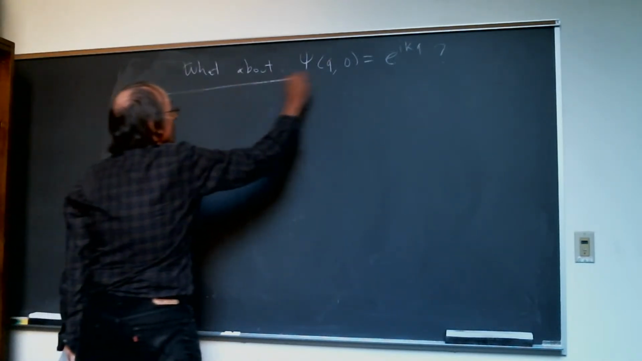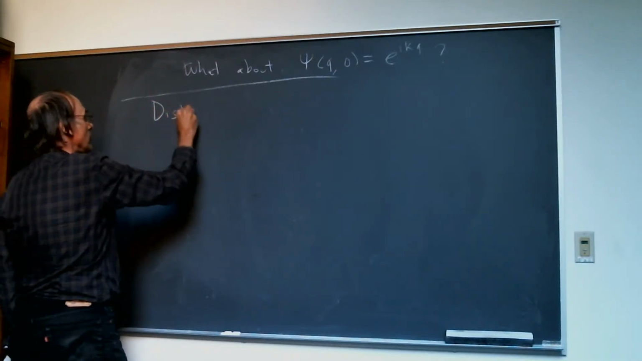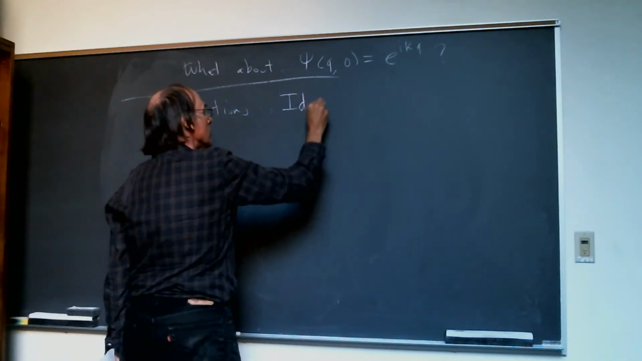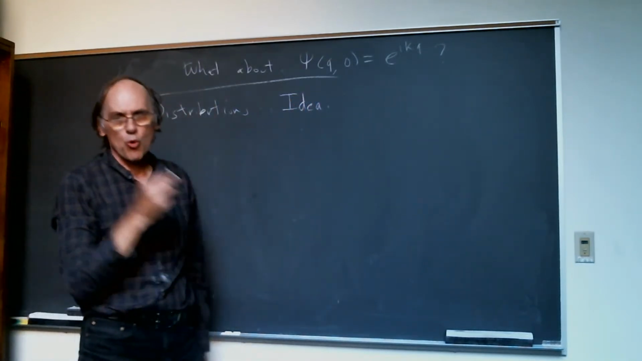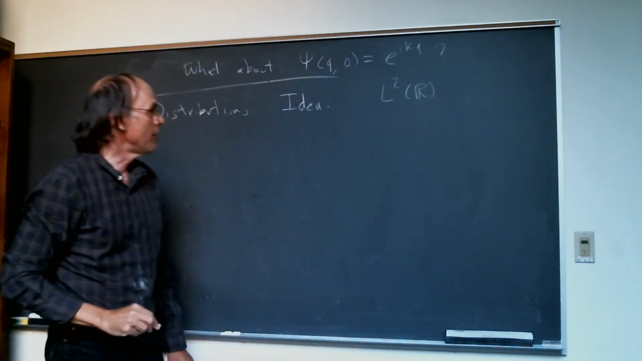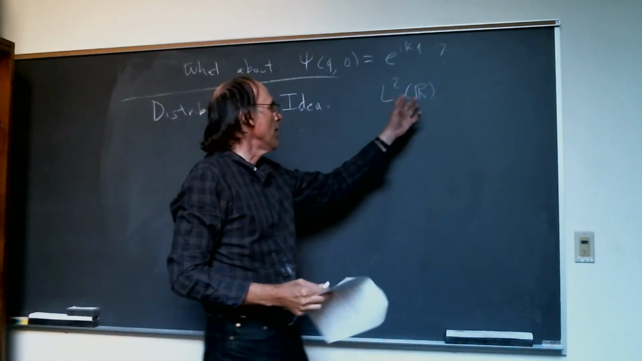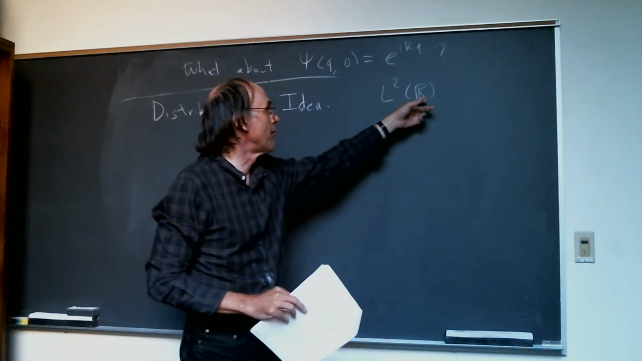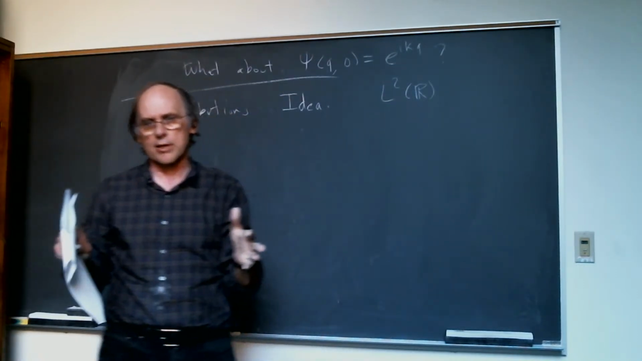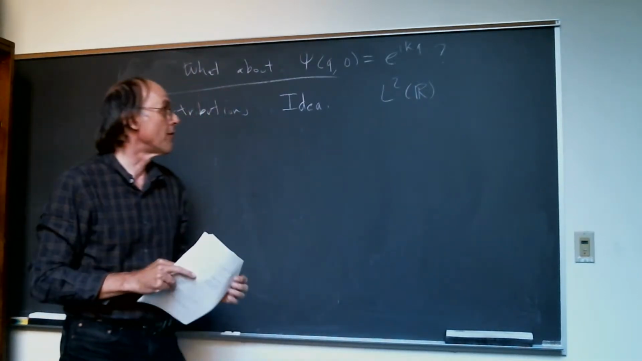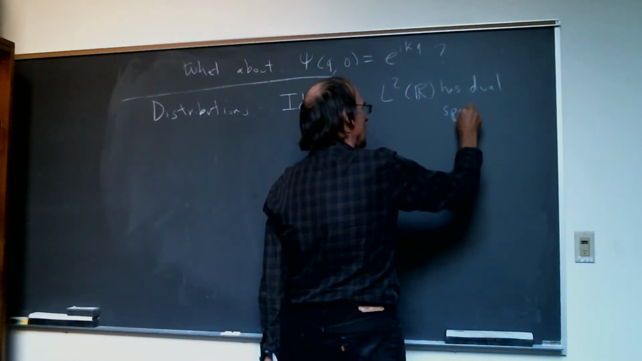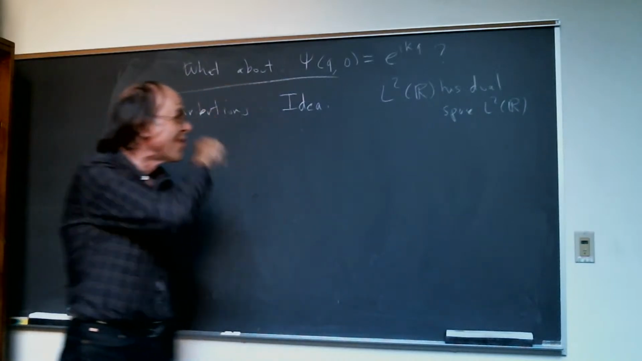So this is the theory of distributions. So the idea. Okay, well, remember, one of the nice things about L2 of R was that if you ask in some sense, what's the dual space? What are the linear functionals on L2? Whenever you have an inner product on a space, you can use the inner product to define the dual. And so this has dual space. Okay. So this is one of the nice properties of this.